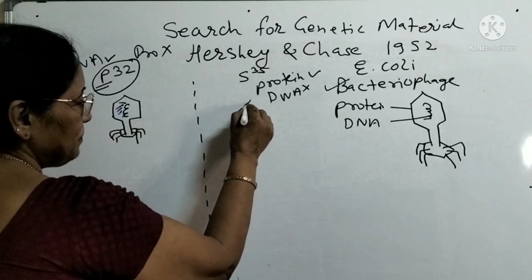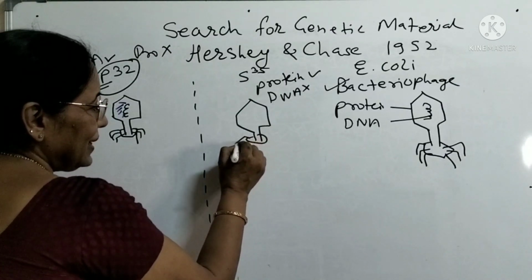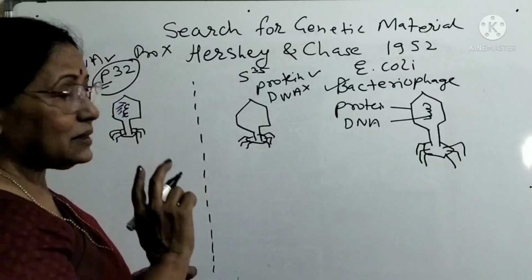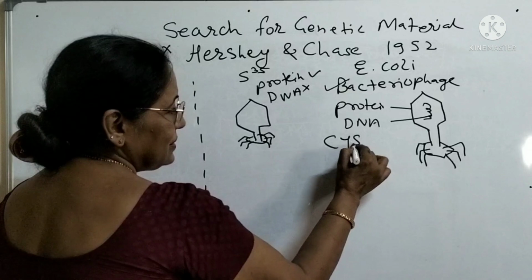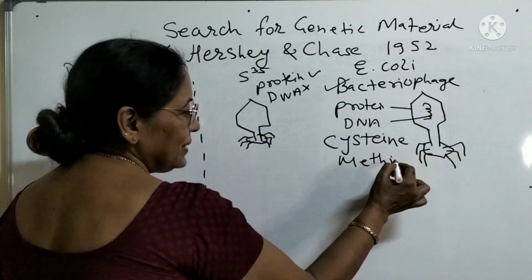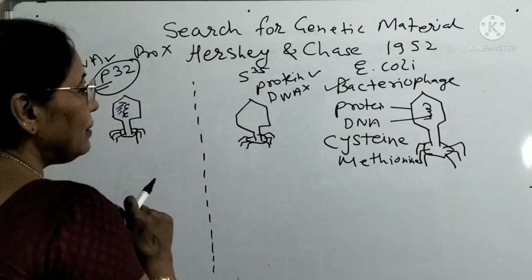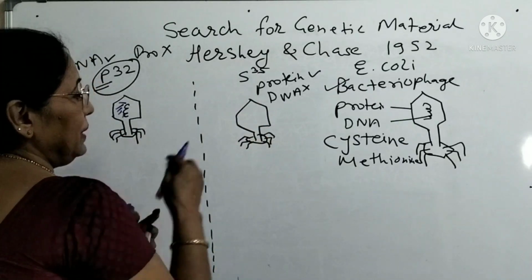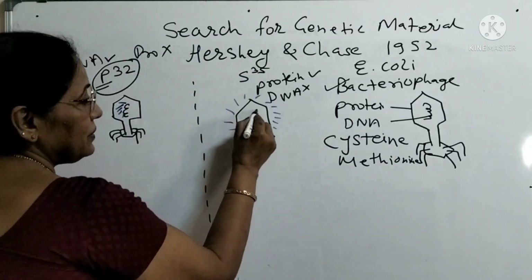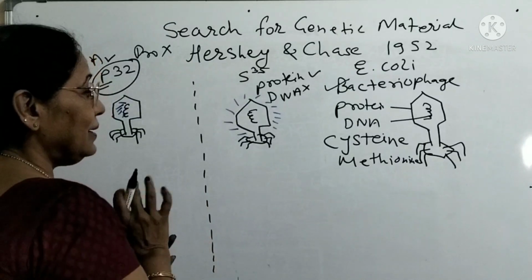Another set which they prepared is the bacteriophage grown in S35. Sulfur is present in protein in two amino acids, cysteine and methionine. These two amino acids have sulfur. Here the protein will become radioactive because proteins have sulfur, but the DNA will remain non-radioactive as DNA does not have any sulfur.